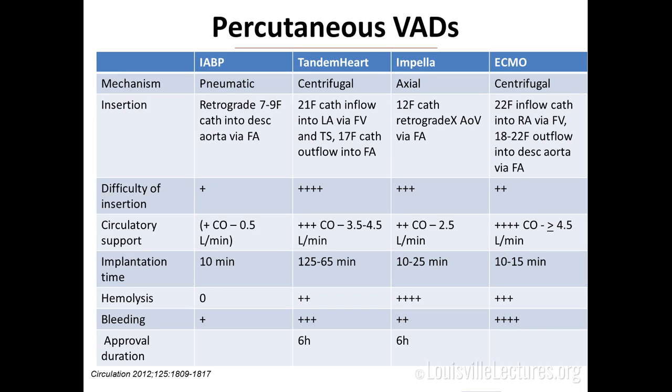The Impella device, again, I'll show you. This is also retrograde through the aorta. Pretty simple to put in. They put in 3+. That's easier these days. Provides about 2.5 liters per minute. Doesn't take as much time. But here you used to get a lot of hemolysis. That's gotten better in the newer models.